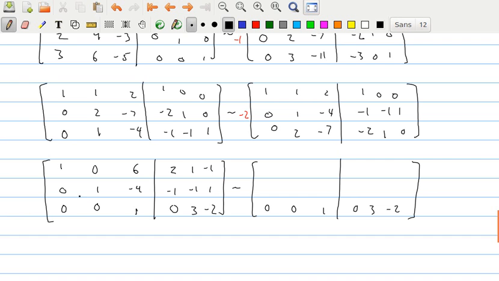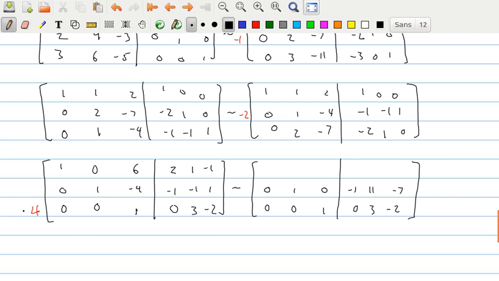Okay, so I can get rid of the second row if I multiply the bottom row by 4 and add it to the second. So 0 plus 0 is 0. 0 plus 1 is 1. Positive 4 plus -4 is 0. 0 plus -1 is -1. 12 plus -1 is 11. -8 plus 1 is -7. So that takes care of the second row.